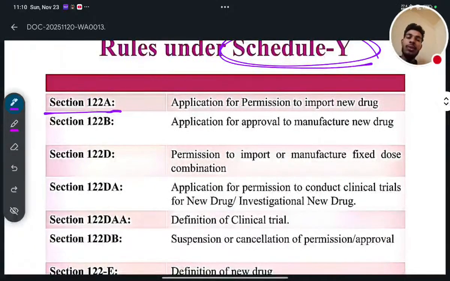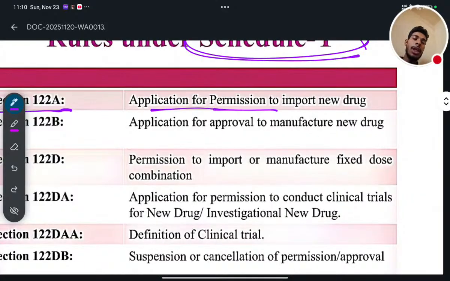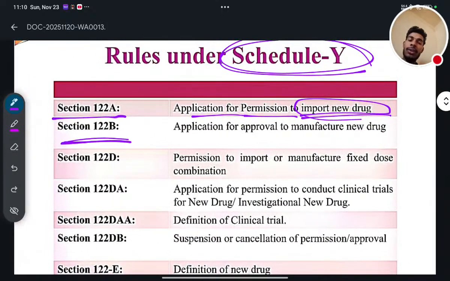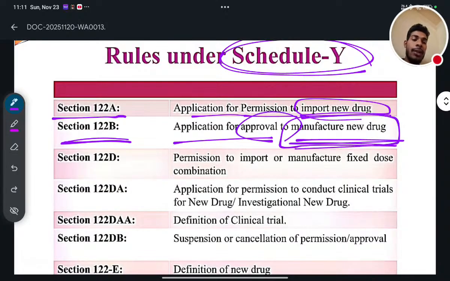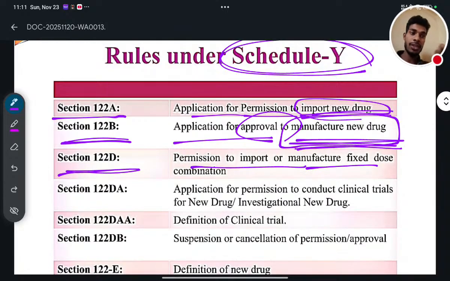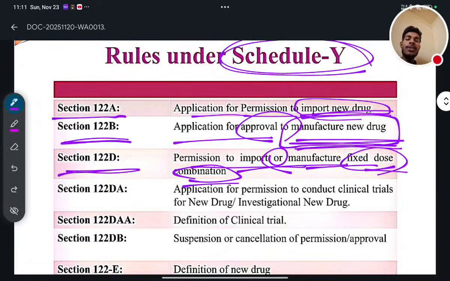Rule 122A is for application for permission to import new drug. Rule 122B is application for approval to manufacture new drug. A is for import, B is for manufacture. Rule 122D is for permission to import or manufacture fixed dose combination. Fixed dose combination is totally different. In that, A is for import of new drug, B is for manufacturing of new drug, and D is for import or manufacturing, not and, of the fixed dose combination.